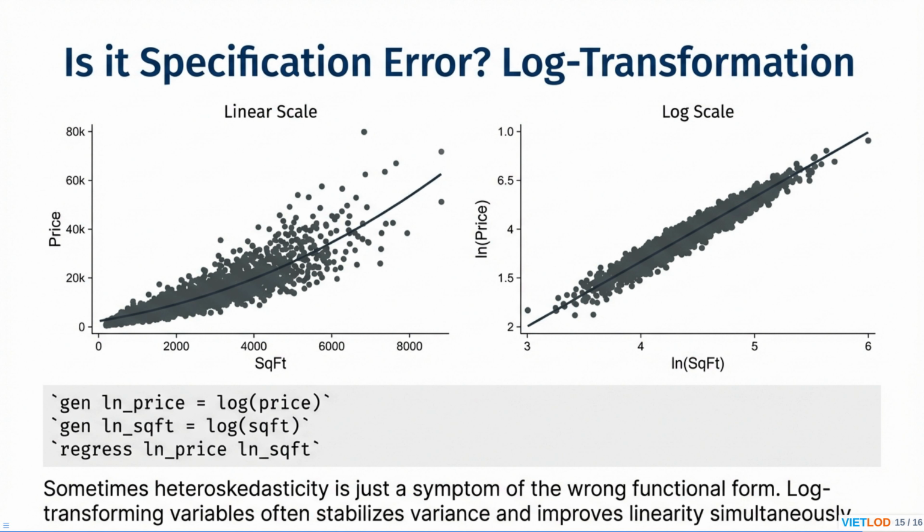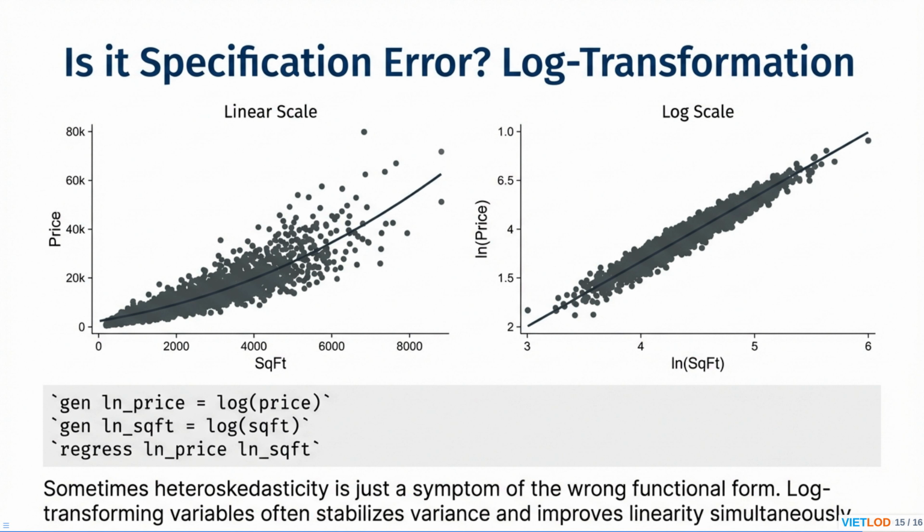Sometimes heteroskedasticity is more than just a statistical nuisance. It is often a symptom of using the wrong functional form. Let's compare these two plots. On the left, the linear scale plot of price versus square footage shows clear heteroskedasticity, with the data points fanning out as house size increases.